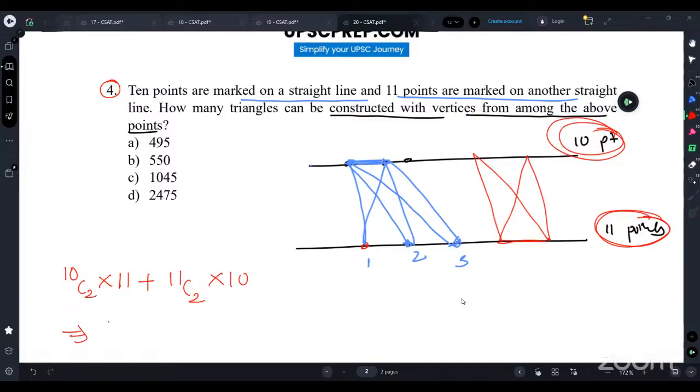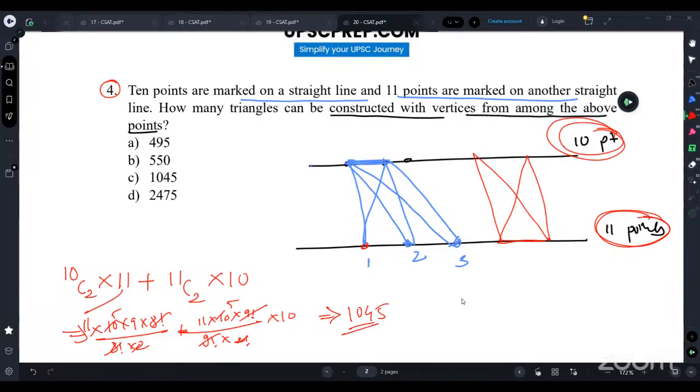Now, if you solve this, it will be 10 into 9 into 8 factorial divided by 8 factorial into 2 factorial, plus 11 into 10 into 9 factorial divided by 11 minus 2, which is 9 factorial, into 2 factorial into 10. Now let's solve this. This will get cancelled. Sorry, we forgot to multiply it by 11, right? This 11. This 5 and this again 5. If you do the multiplication, that will give you the answer of 1045. So 1045 is the correct answer here, right?